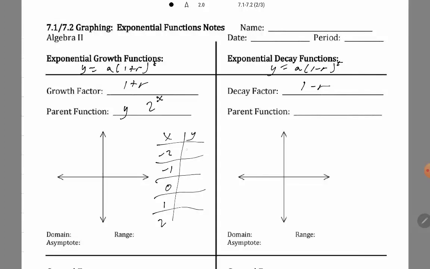So 2 to the -2 is actually equal to 1 over 2 squared, which is 1 over 4. This will be 1/2. Anything to the 0th power is 1. 2 to the first is 2, and 2 squared is 4. So when I graph this, here's 1, here's 2, 3, 4. Here's 1, here's 2. So here's a 1/4, here's a 1/2, here's 1, here's 2, here's 4. So we got something that looks like this.